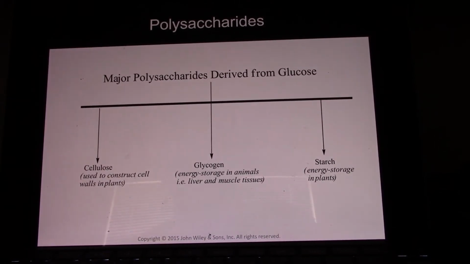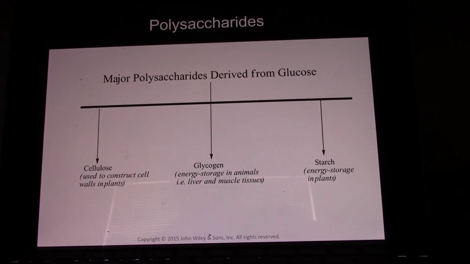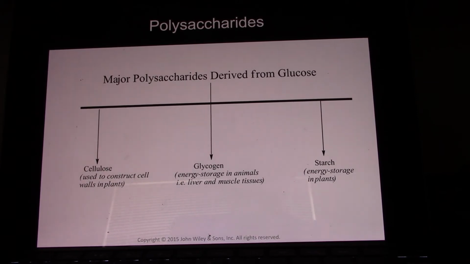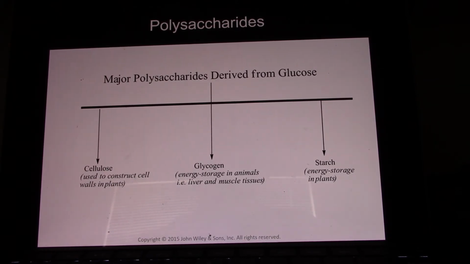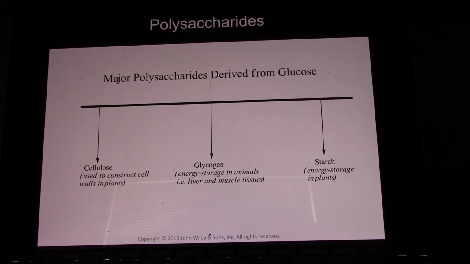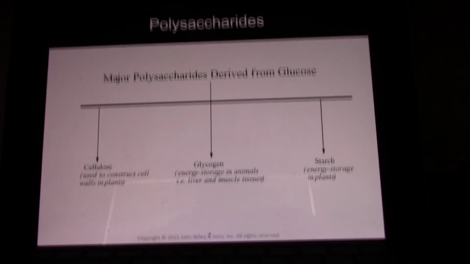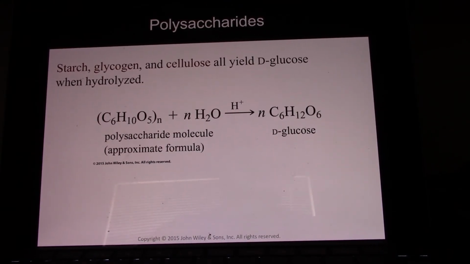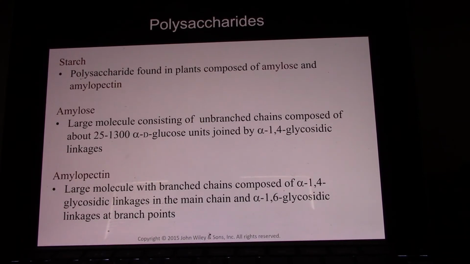Major polysaccharides derived from glucose. We get cellulose, which is what we make wood out of, and there's cell walls in plants. Glycogen, the energy storage of glucose in animal livers and muscle tissues. And starch, the energy storage in plants. So cellulose is for structural purposes. Starch is energy fuel for energy purposes, and so is glycogen. And they can be broken down to glucose if necessary.